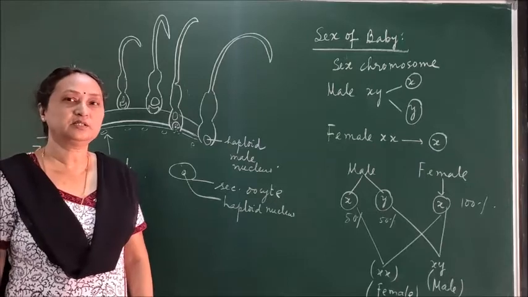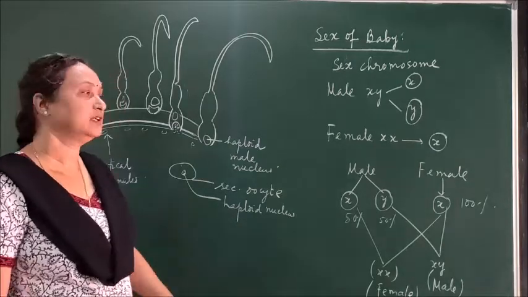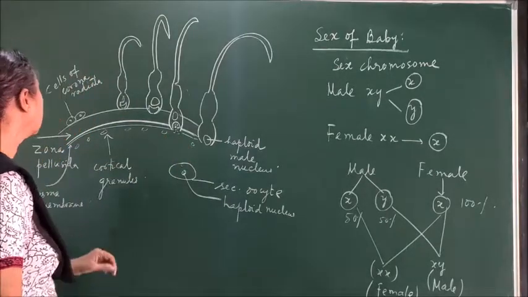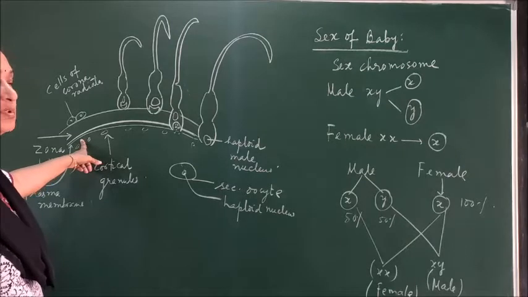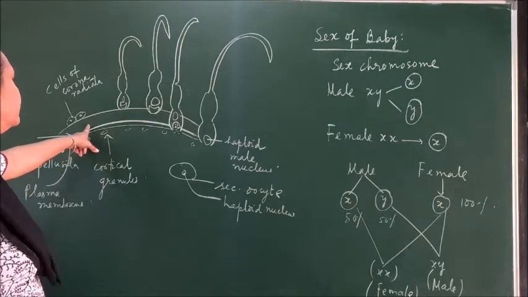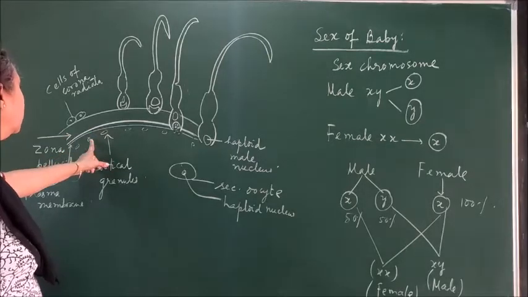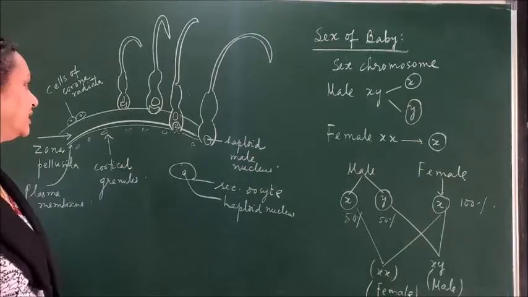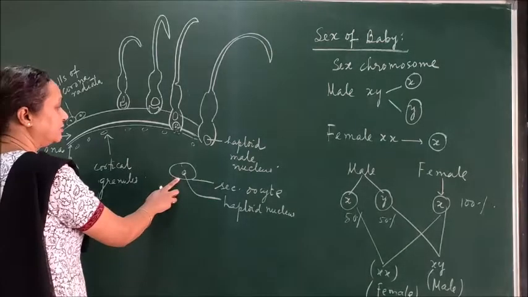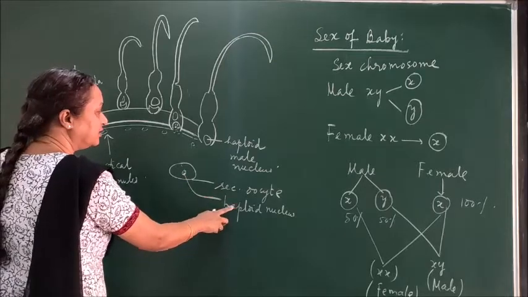So in summary, once again, I am going to explain the process of fertilization. You see the diagram which is drawn here. This is the plasma membrane of the secondary oocyte or the ovum. Surrounding the plasma membrane, there is another layer which is called zona pellucida. These are the cortical granules which are present below the plasma membrane. And inside in the cytoplasm, you can find the ovum or the secondary oocyte which is having a haploid nucleus.